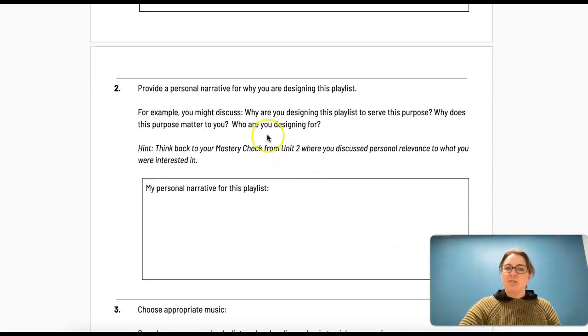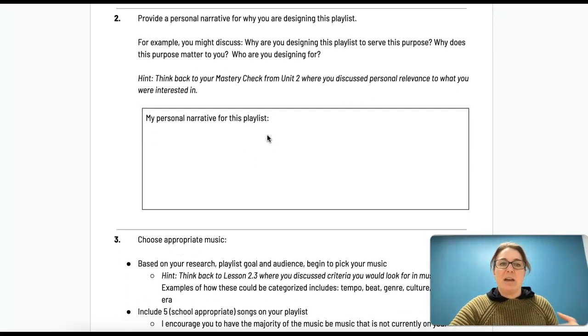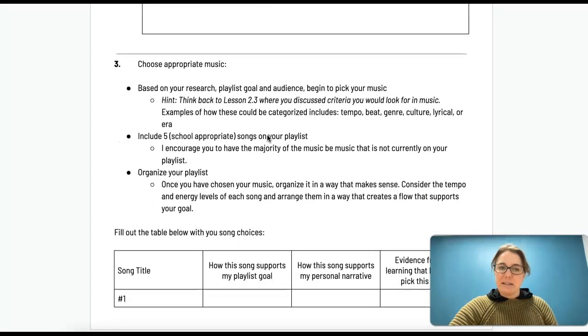And then what I want you to do is provide a personal narrative for why you're designing this playlist. So there's probably a reason why you picked the goal that you picked, and I want you to talk about it here. Let me know the information, kind of draw that personal connection to the playlist you're designing.